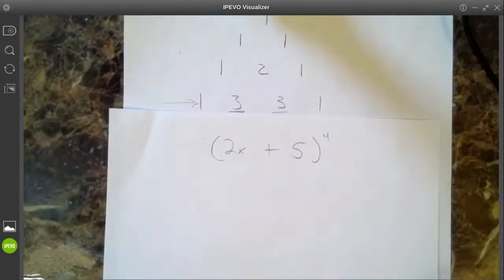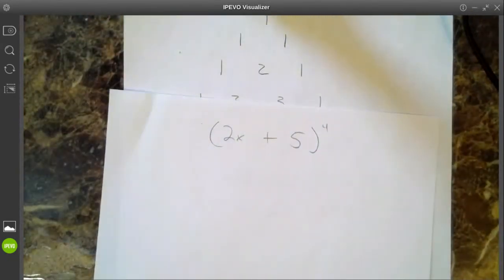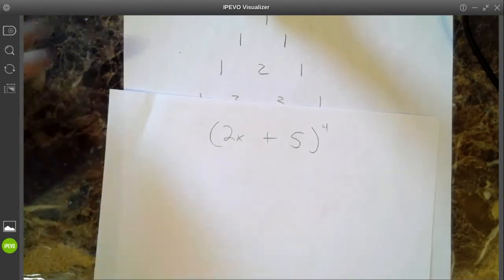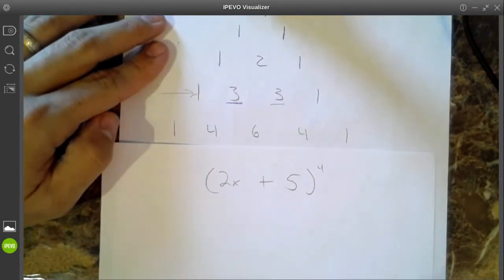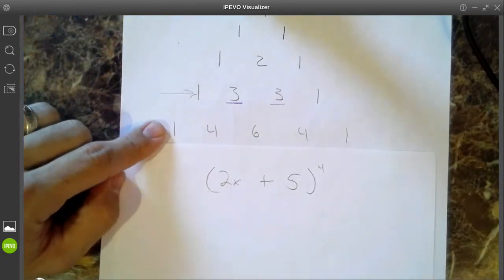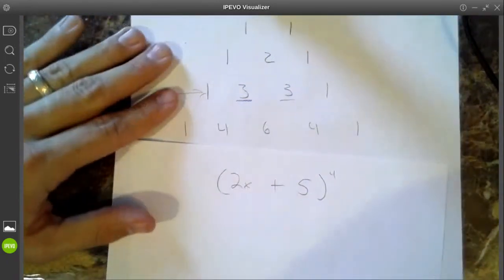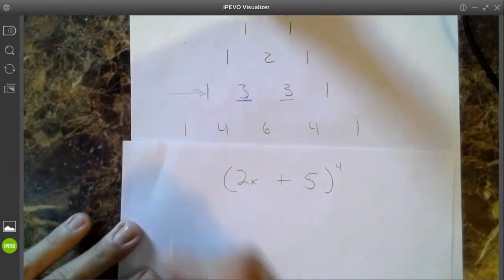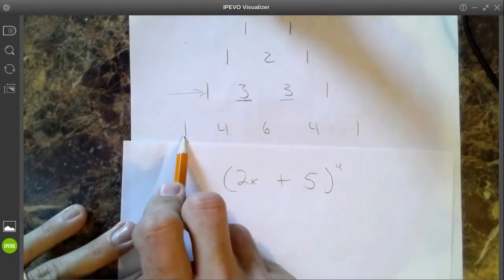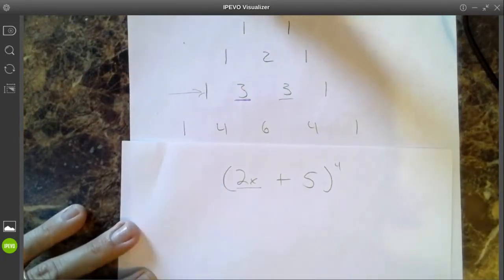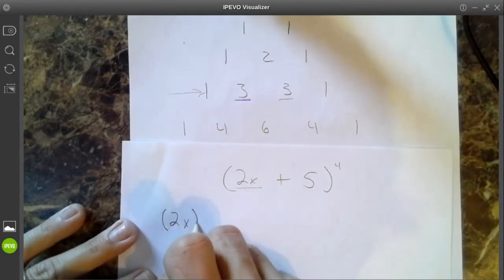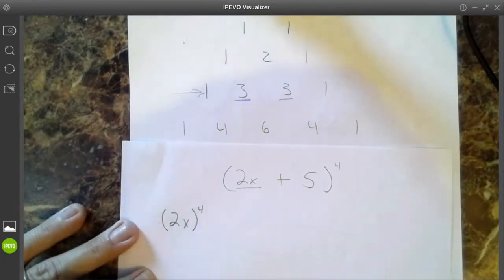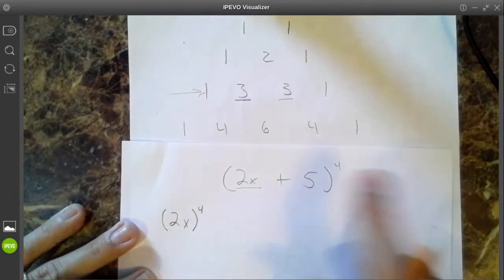Okay? 2x plus 5 to the fourth power. All right. So I'm going to go down to the fourth row. These are going to be my coefficients this time. All right. So it's going to be a 1 times the 2x. And notice here, I'm going to wrap that 2x in parentheses like that. It's that whole thing to the fourth power.